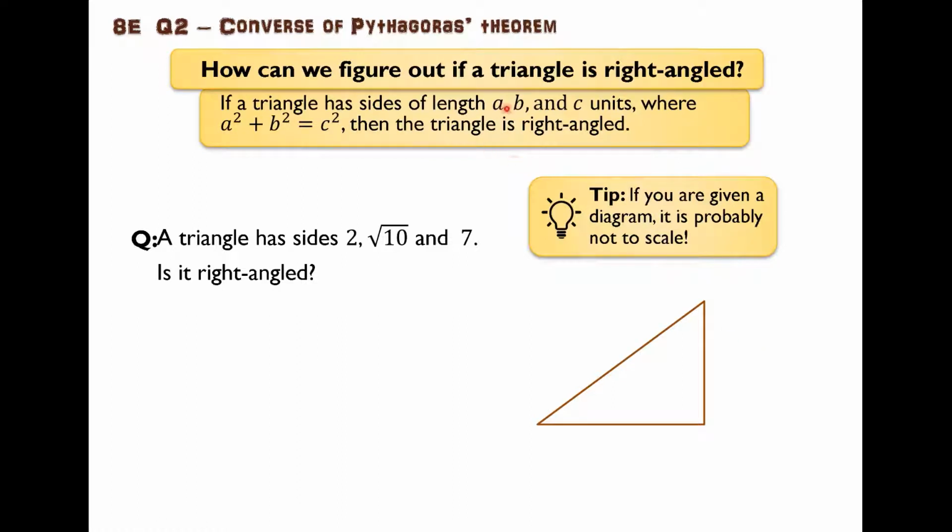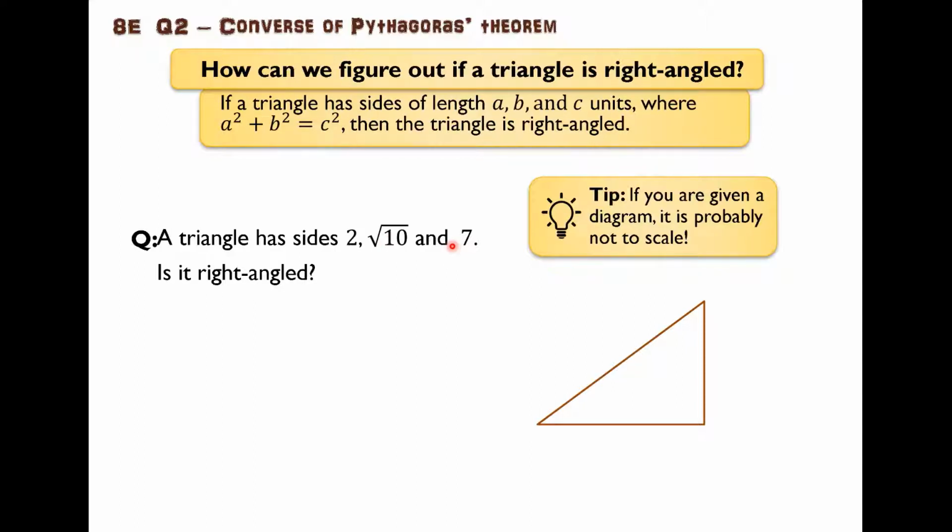The converse of Pythagoras' theorem. So let's try a trickier converse of Pythagoras' theorem question. In this one, we've got sides 2, square root 10, and 7. And we want to figure out if this is right angled. Before we start, which one of these do you think is the hypotenuse? 2, square root 10, or 7?